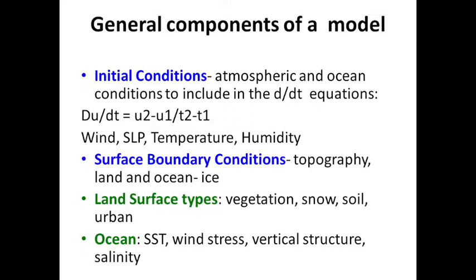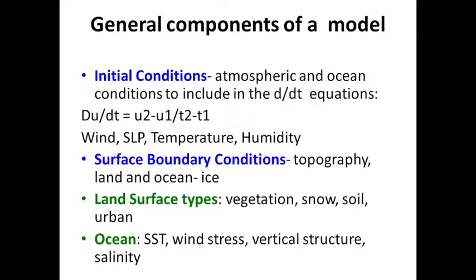So for the land, we need to know these types of surface: vegetation, snow, the soil, and the urban also. I think that urban is not taken into account in many models. Maybe one or two are trying to include this urban. But I think that this is one feature that should be included. We can talk about this in the second part of the lecture.